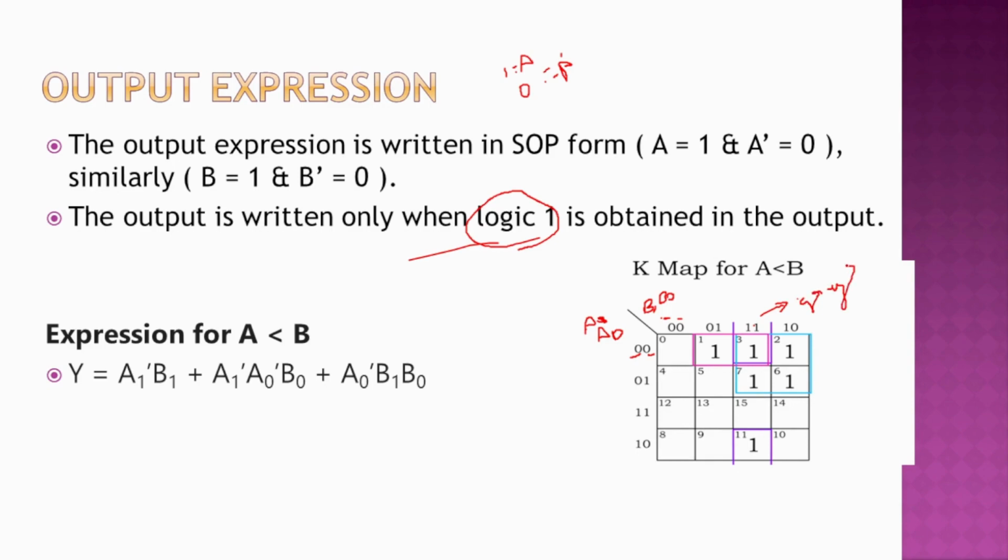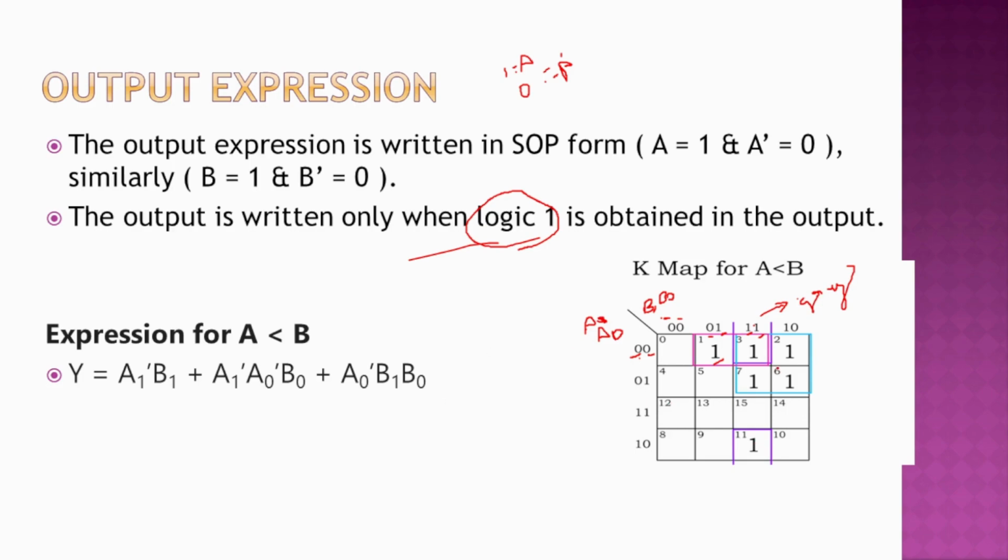Fill the 1 with the help of the truth table. When we get 1 as an output, the condition is A less than B. First one, when A1 equal to 0, A naught equal to 0 and B1 equal to 0, B naught equal to 1. Afterwards, we will get a 1 when A1 equal to 0, A naught equal to 0, B1 equal to 1 and B naught equal to 1. Like that, you need to fill all the 1s with the help of the truth table.